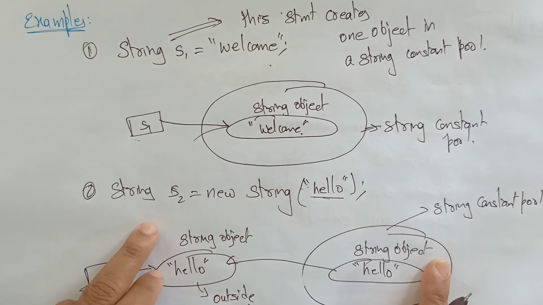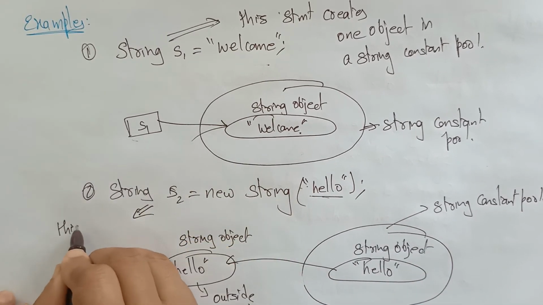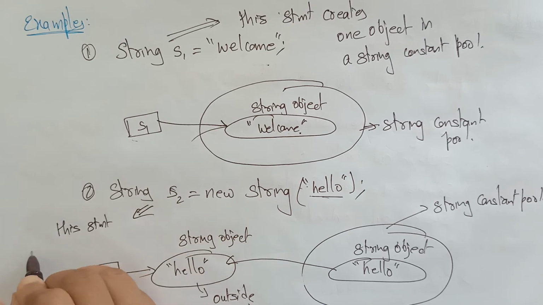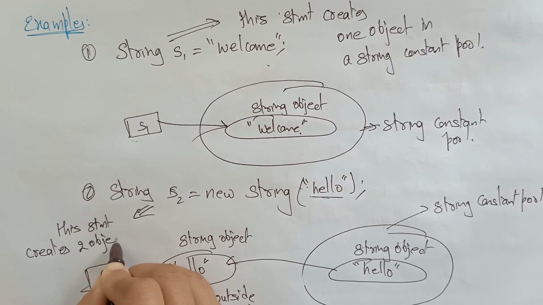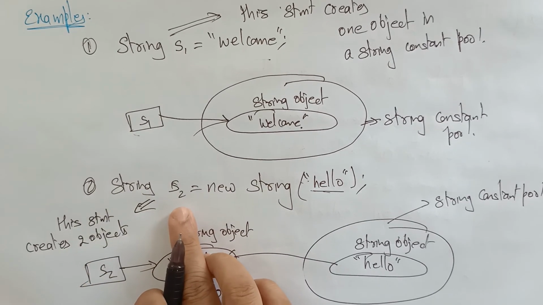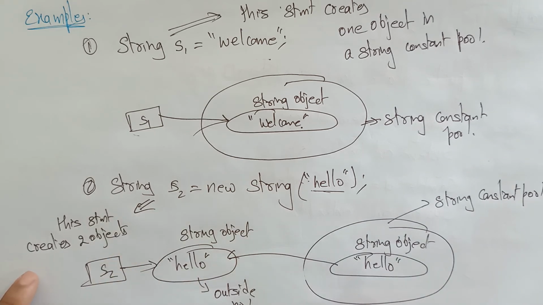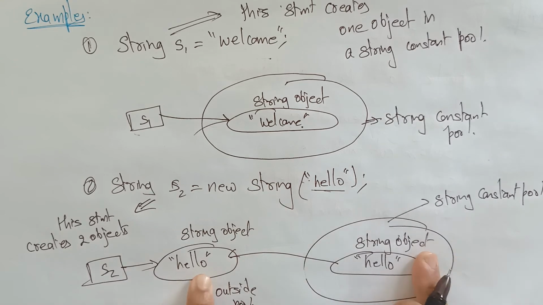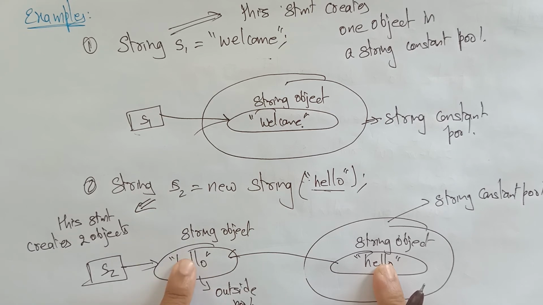So what is this statement telling? It creates two objects. The statement string S2 creates two objects: one object in the string constant pool and one more object outside the pool.